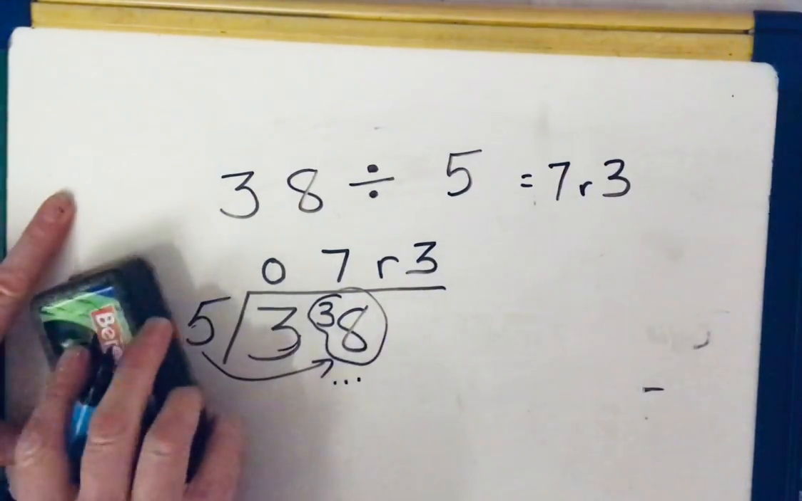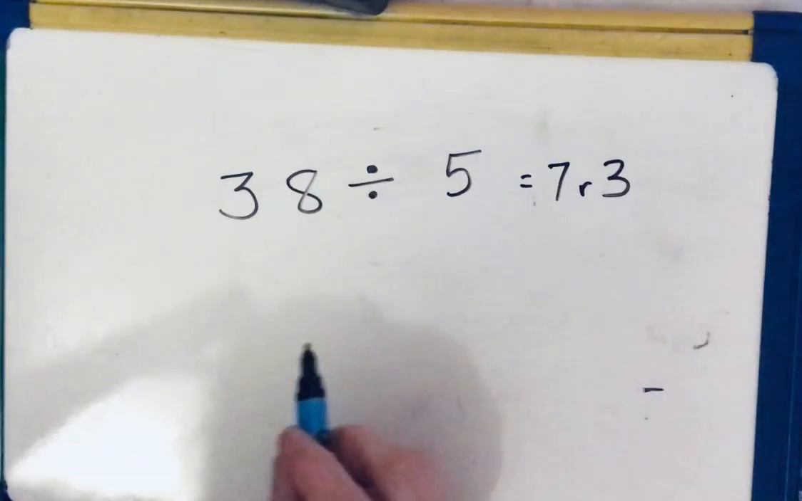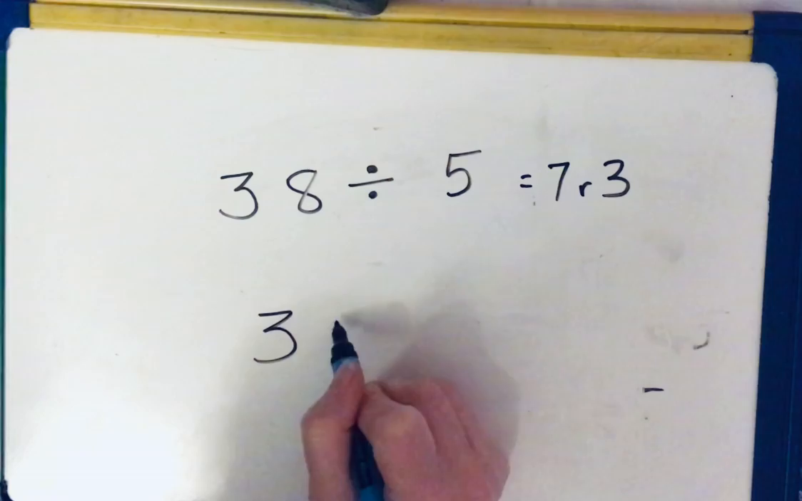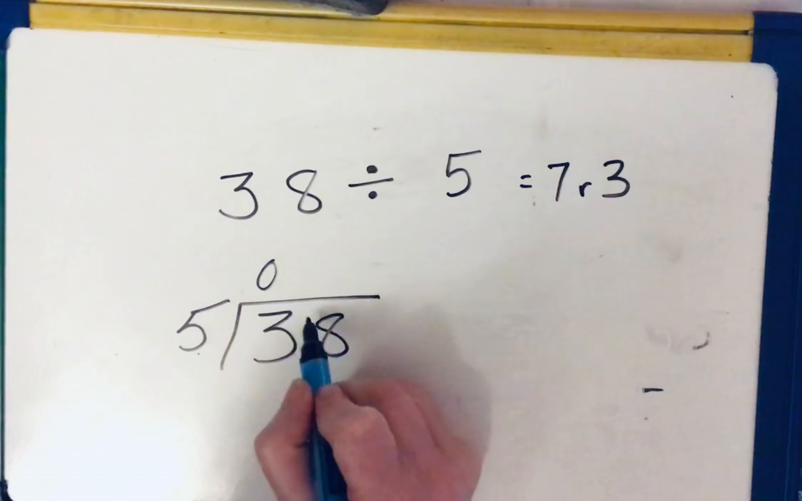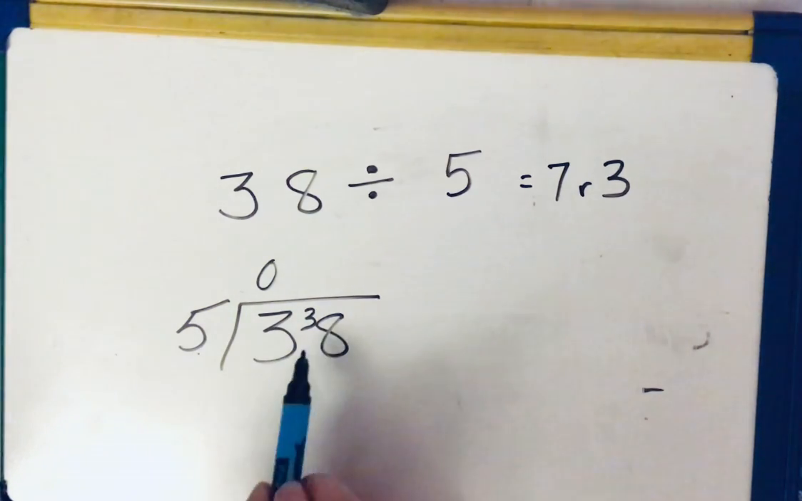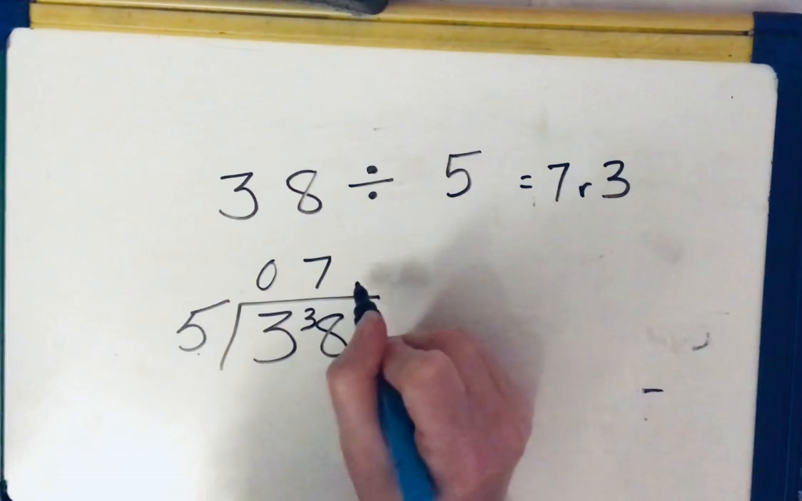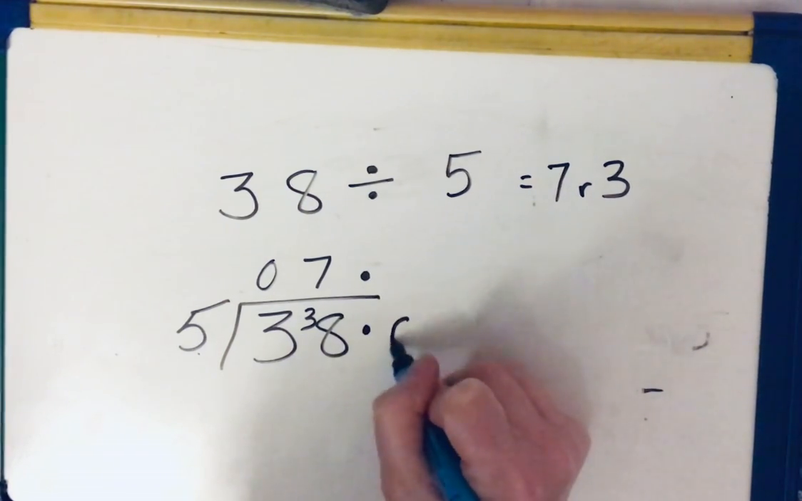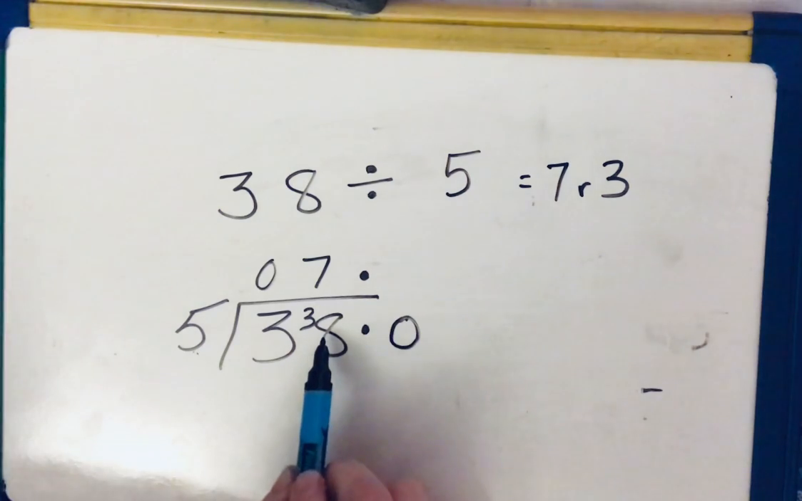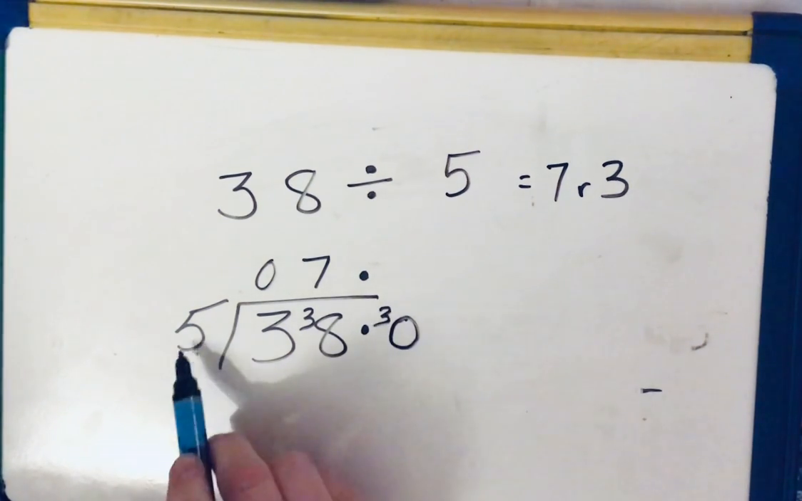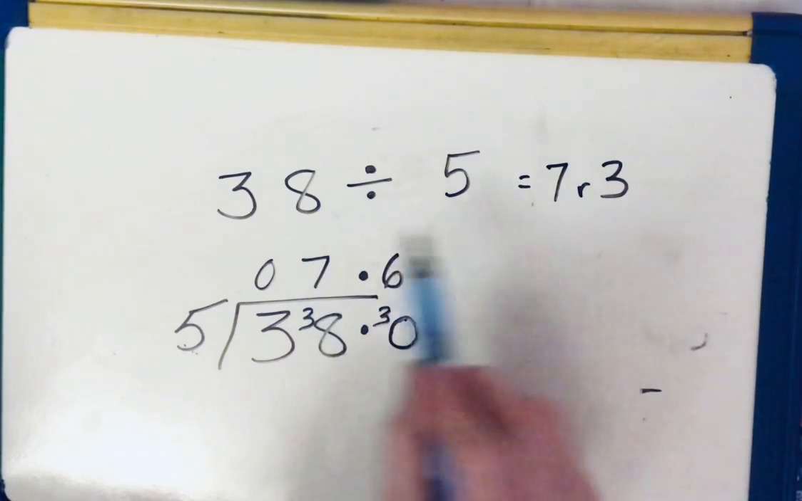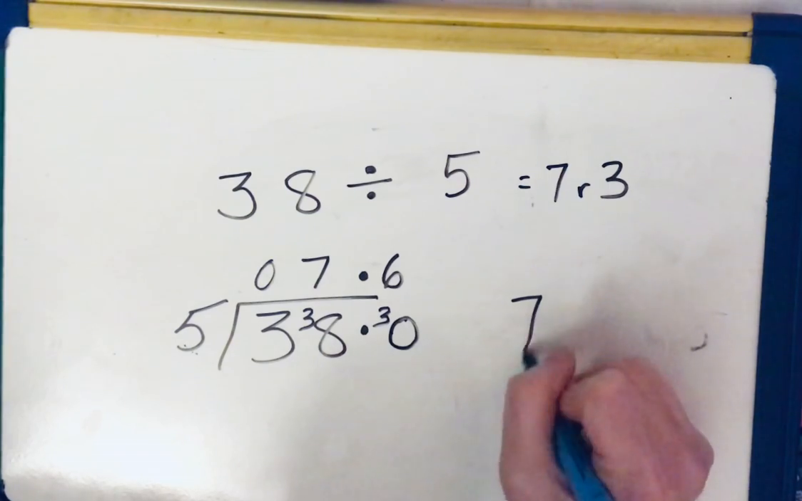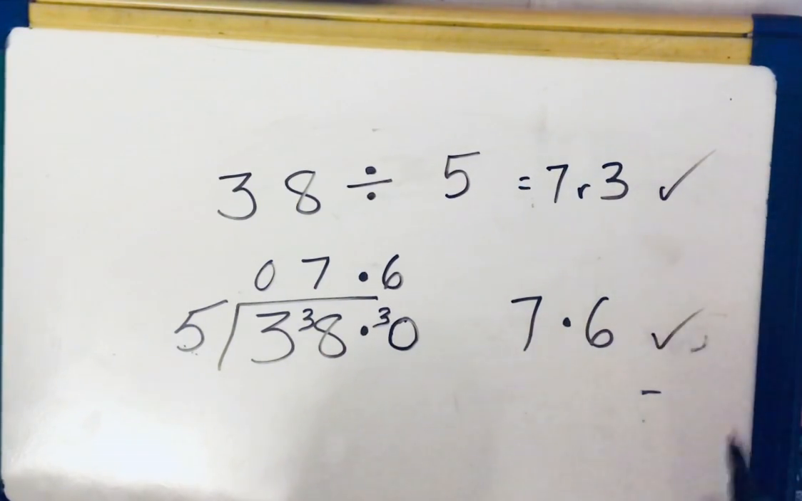But what if I needed that as a decimal? Well, I can use that trick of putting 0.0. 38 divided by 5. 5's into 3 don't go, carry the whole of the 3. 5's into 38 go 7. Now I'm going to put my decimal points. So 5's into 38 goes 7, remainder 3. 5's into 30 go 6. So it's either 7 remainder 3 or 7.6. Both are correct, depending on which one you've been asked to put it in.